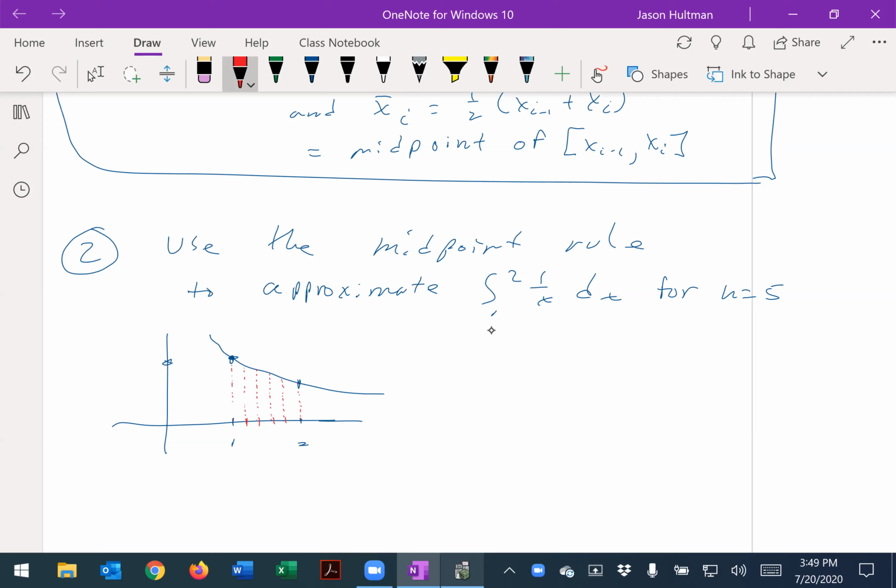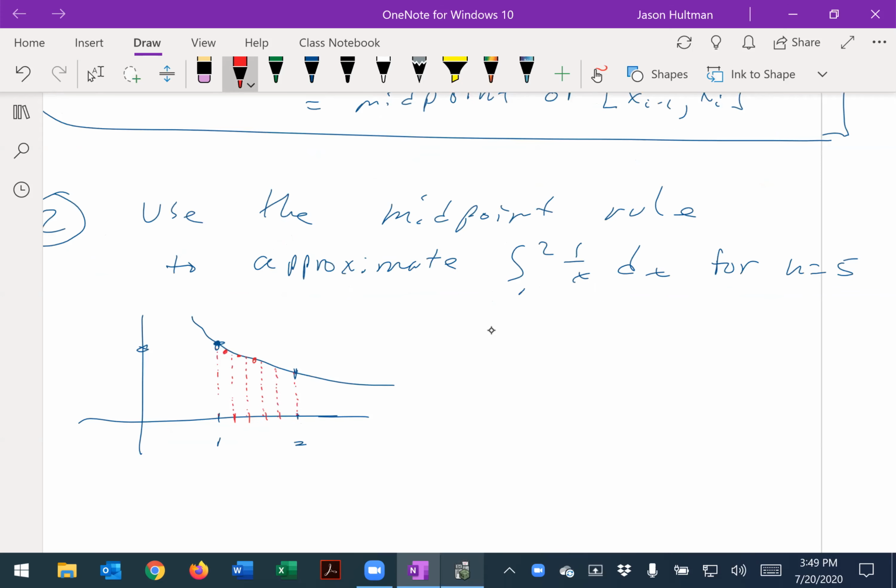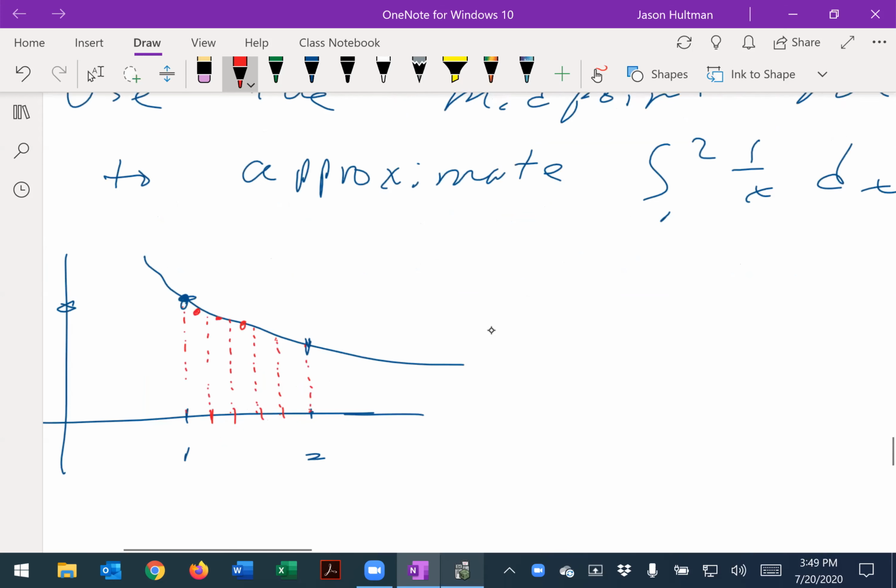So where's the midpoint? Well, it's right in the middle of each of these. Maybe I'll zoom in on this. Midpoints, in the middle. How's my rectangle going to look? It's going to look like this, and this, and this, and this, and this. Those give me my rectangles. This is still at 0.2, 0.4, 0.6, 0.8, and delta x is still 1/5, which is 0.2.